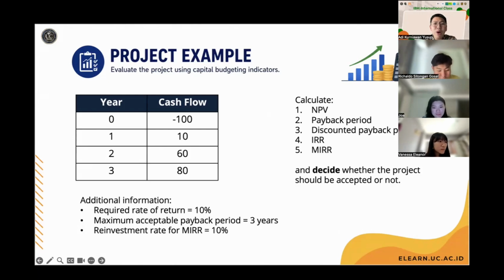Okay, in year 1, after we calculate the inflow, it turns out the cash flow will be 10. Year 2, 60. Year 3, 80. There is additional information here. Required rate of return, usually it comes from the WACC, is 10%. The maximum acceptable payback period is 3 years. And the reinvestment rate for MIRR is 10%. So we will calculate NPV, payback, discounted payback, IRR, and MIRR. After that, we will decide whether we should accept or reject the project.